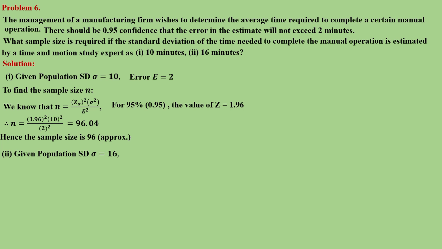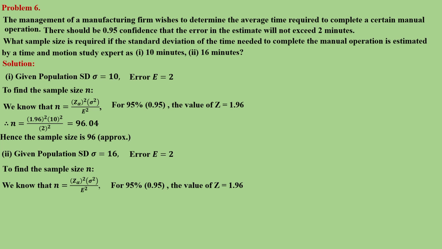Second one, given population standard deviation. Next question, so sigma is 16, error is 2, same sample size n is equal to z alpha square sigma square by e square. Substituting the values, 1.96 square into 16 square by 2 square, that is equal to 245, approximately 246. So sample size n is equal to 246.